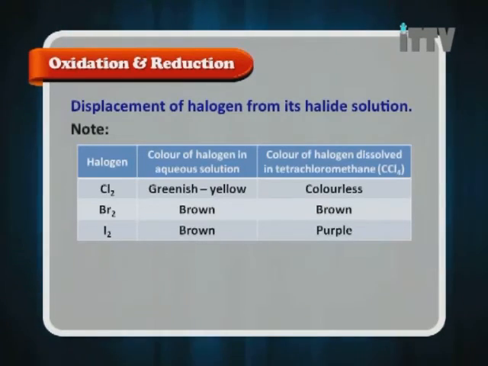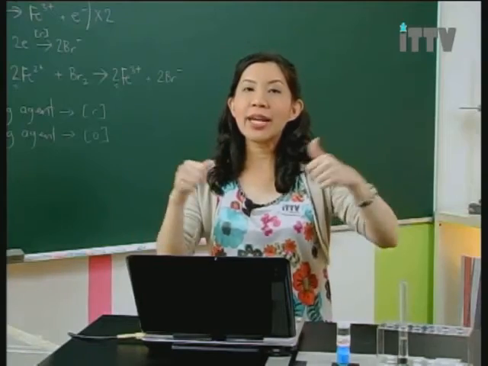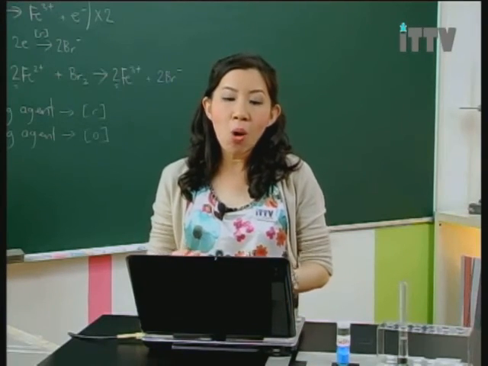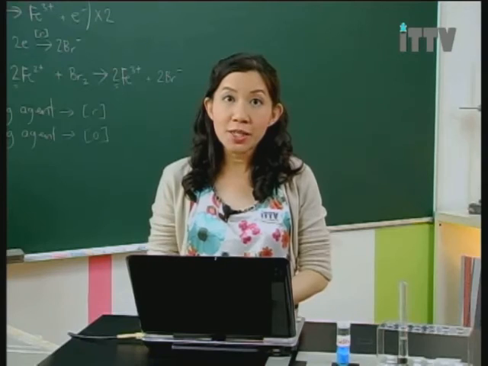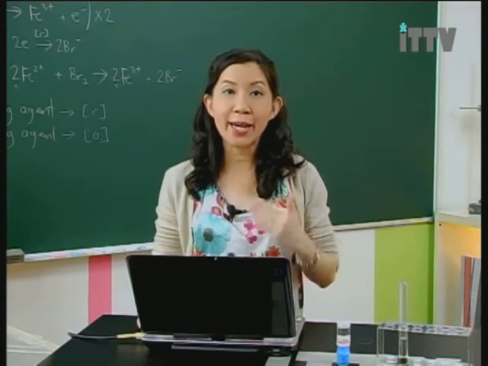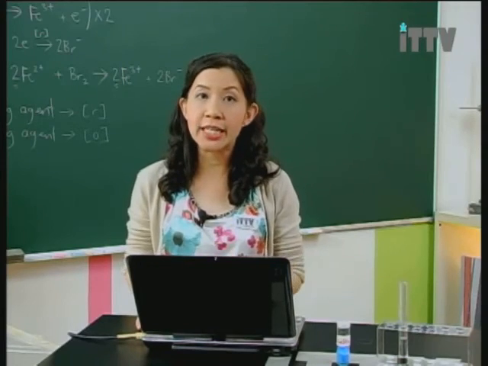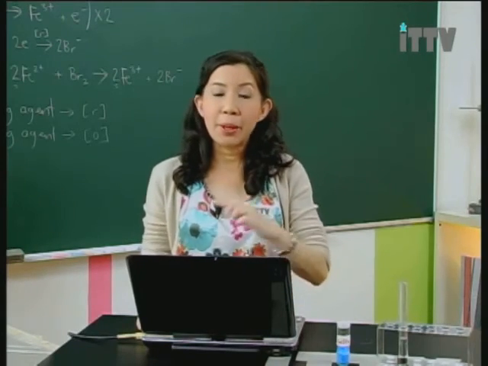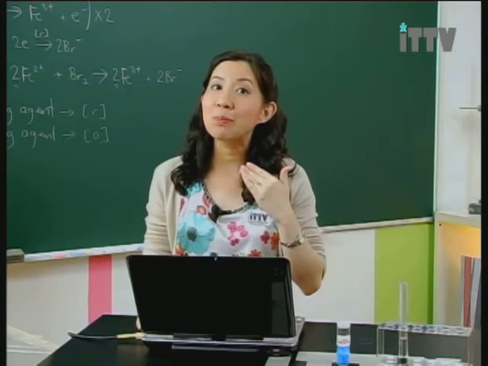For bromine, the color of bromine in solution is brown, while if bromine is dissolved in CCl4, it would still be brown. For iodine, it is brown in aqueous solution, but if dissolved in CCl4, it would be purple. So that's why in the simple demo, as mentioned earlier, chlorine, being more reactive than iodide ions, was able to displace iodide from potassium iodide solution, therefore producing iodine. Iodine in aqueous solution was brown, but upon addition of CCl4 turns purple.